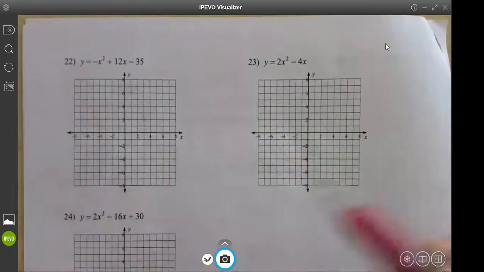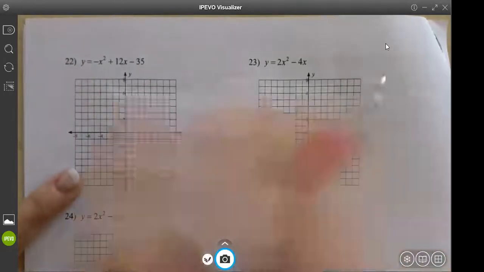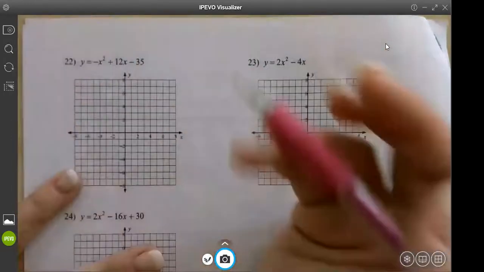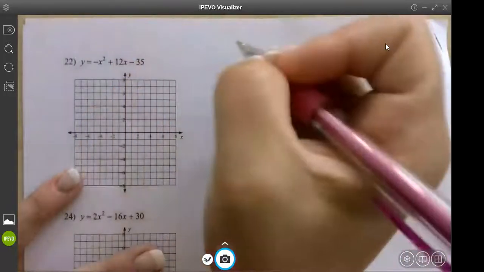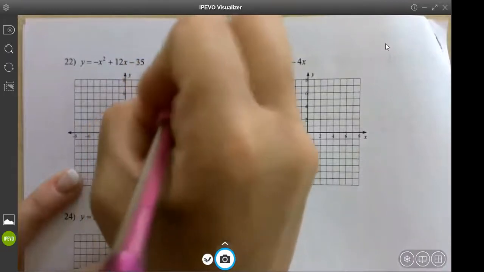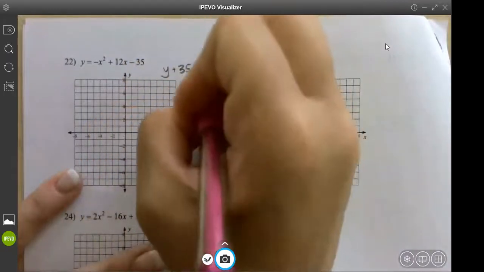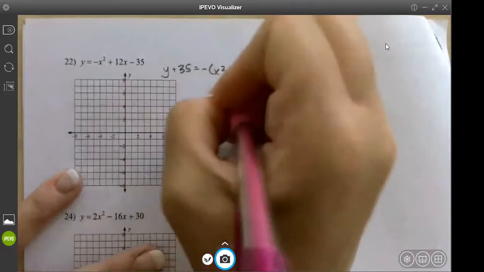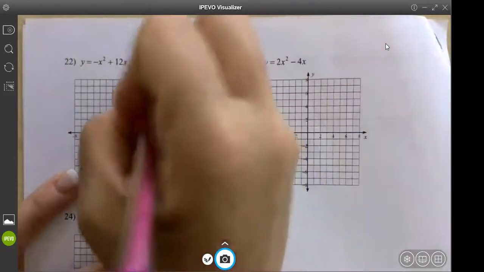All right. Same thing on 22. We were going to get that equation. So we need to move the 35 and take out the negative. So we have y plus 35 equals, take out the negative, x squared minus 12x. Put your blanks in.